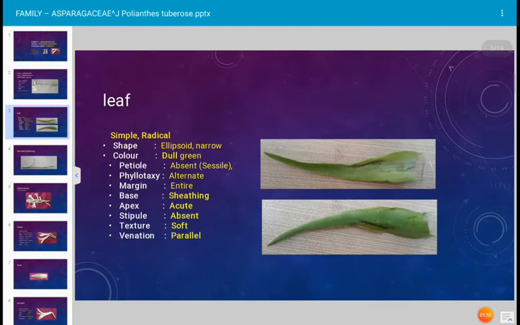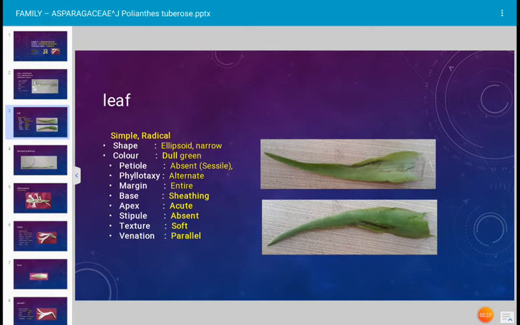Next, these are the leaves of Polianthes tuberosa, family Asparagaceae. The leaf is simple and it is a radical leaf. What is radical? Why is it used as radical? The leaf originates close to the roots, or the leaf grows directly from the highly reduced stem. Such a leaf is a radical leaf.